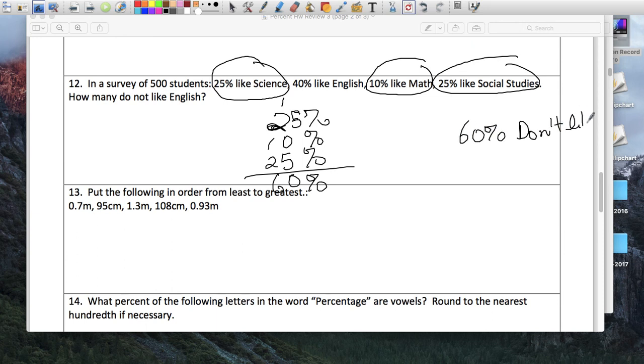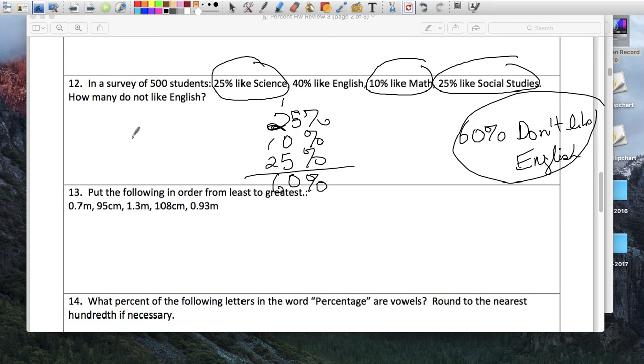I can actually compare. So let me write it down. So one is 0.7. The other one is 0.95. Third one is 1.3. Fourth one is 1.08. And the last one is 0.93. To make life easier, I'm going to add a 0 here and a 0 here so that everybody has the same number of decimal places. So we want from least to greatest.